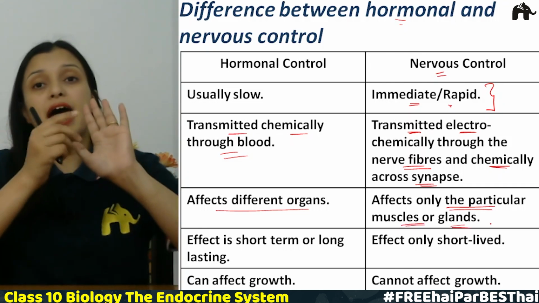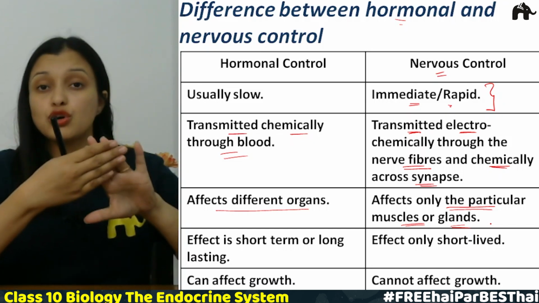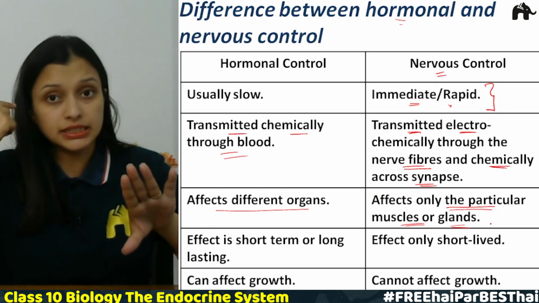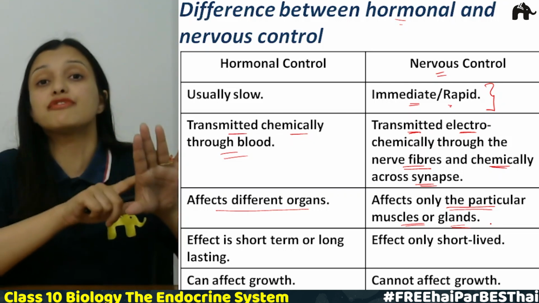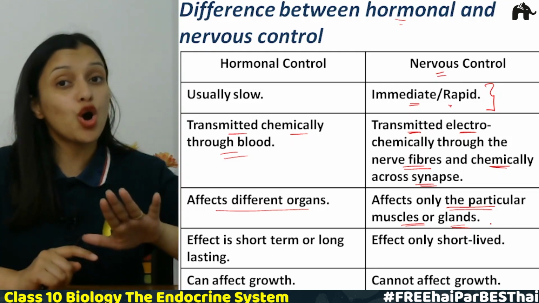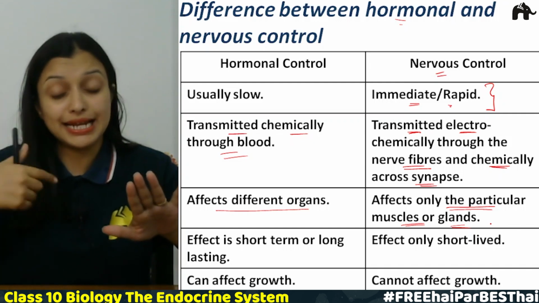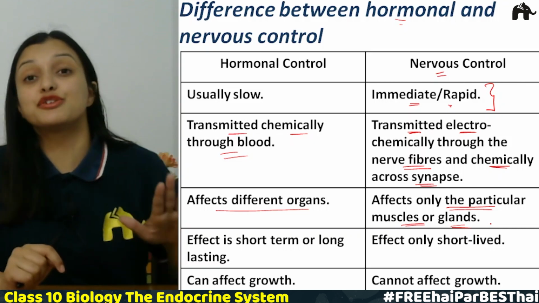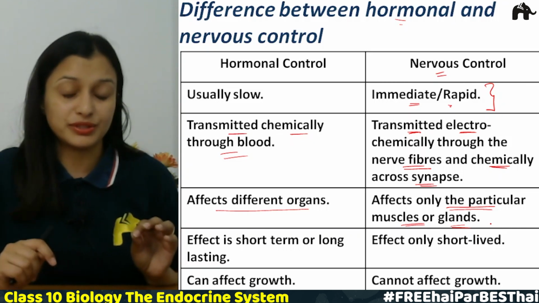So if I touch something very hot, my sensory neurons will send a signal to my brain, and in turn my central nervous system will send the signal to the effector muscles to remove the hand. It won't happen that I am touching something hot and my central nervous system is telling my limb muscles to just run away. That will not happen. I'll just remove my hand. So this is the difference between hormonal and nervous control.